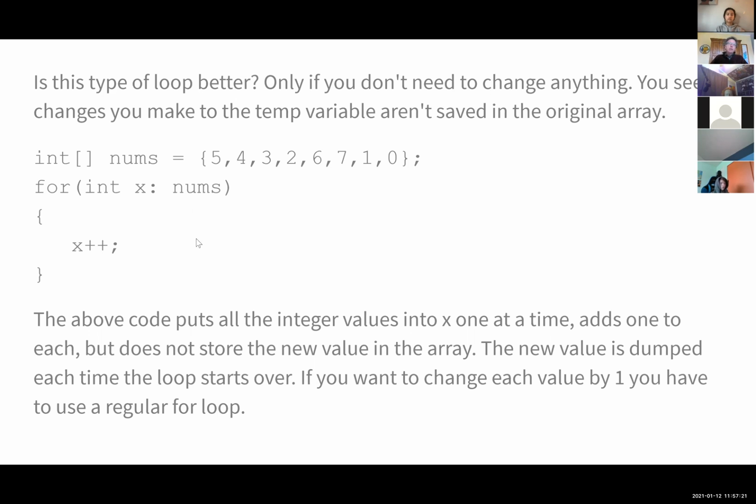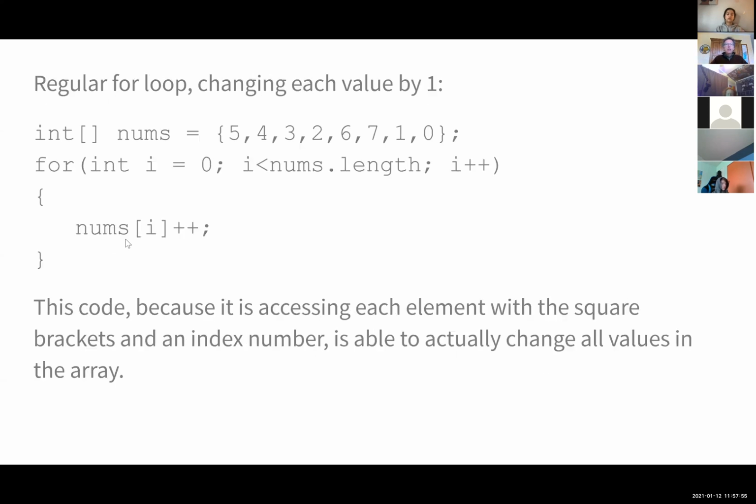So what it does is it takes the 5, puts it into x, and then Java says, okay, I'm going to add 1 to that variable. Now instead of being 5, it's 6. But it doesn't put it back in the array. You can't put it back in the array with an enhanced for loop. You can only read what's in the array. So for just a millisecond, the 5 becomes 6, but then the loop starts over and now x is 4, and then Java makes that 4 into a 5, but it doesn't change the original array. It's just in this temporary variable. So if you wanted to change everything in an array, you have to do a regular for loop.